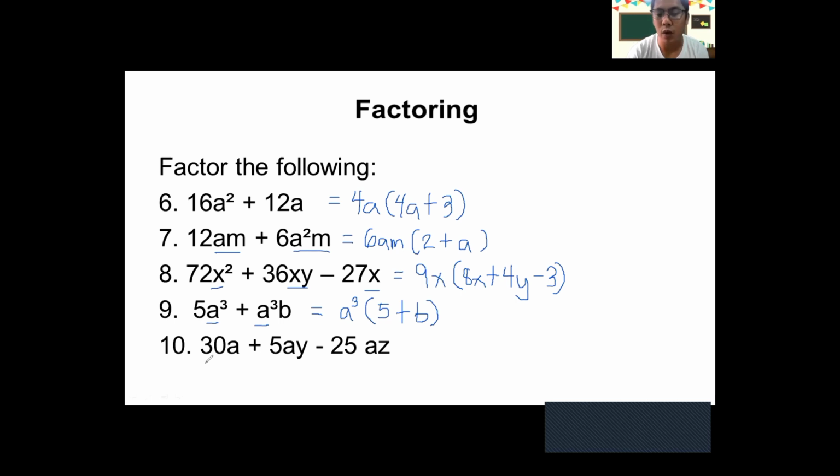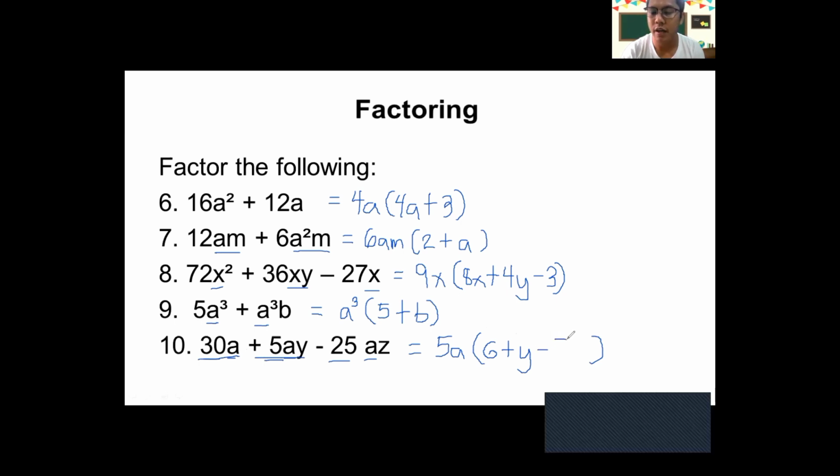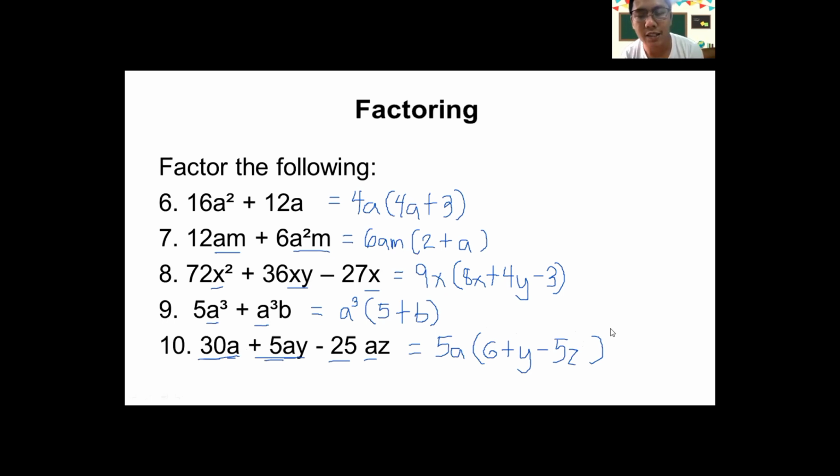Okay. 30a plus 5ay minus 25az. So the coefficients 30, 5, and 25 are all divisible by 5, or the greatest number that can divide these three is 5. And then we also have a. So 5a is the common monomial factor. Then 30a divided by 5a, that is 6. 5ay divided by 5a, that is y. And negative 25az divided by 5a is negative 5z. Okay. So therefore, the factor of 30a plus 5ay minus 25az is 5a times the quantity 6 plus y minus 5z.